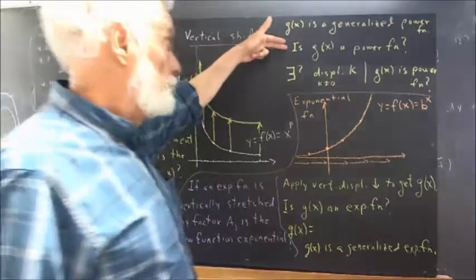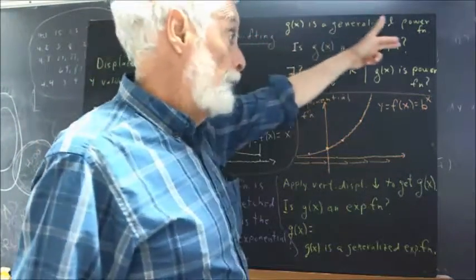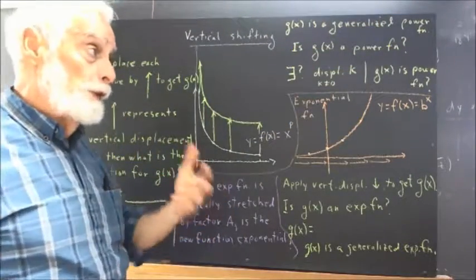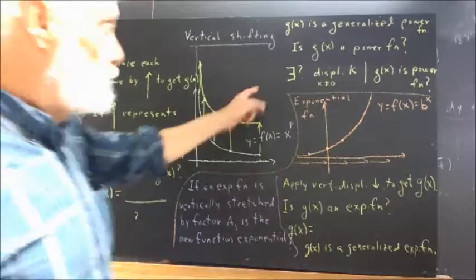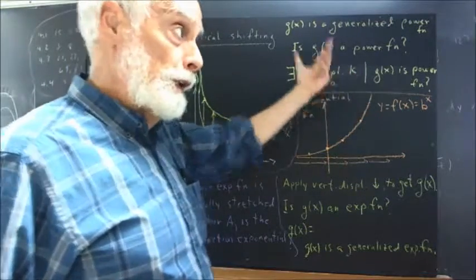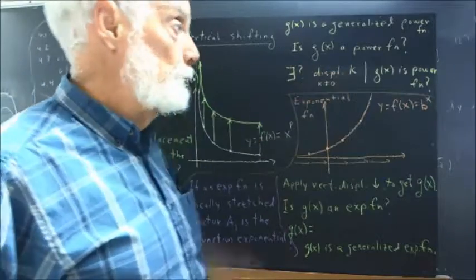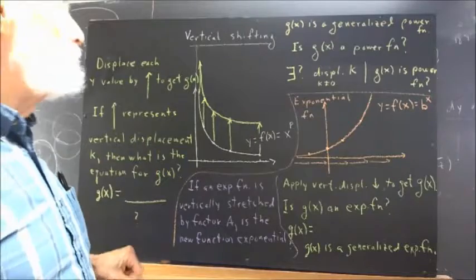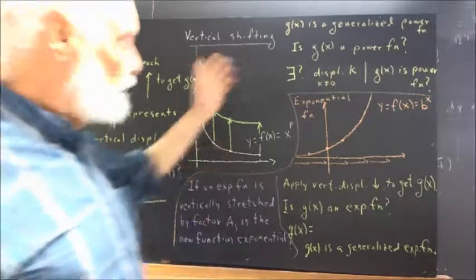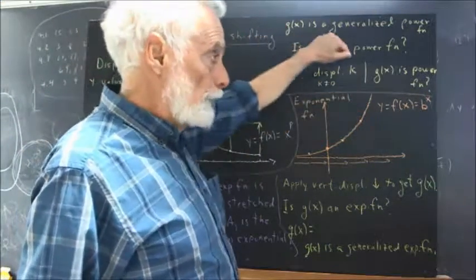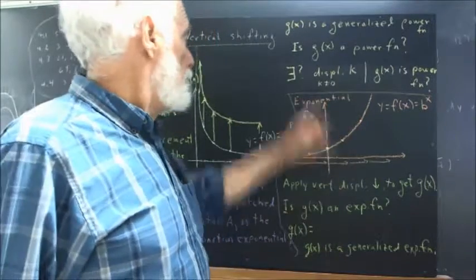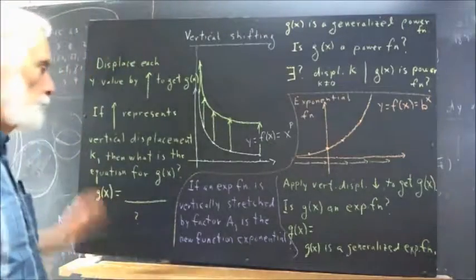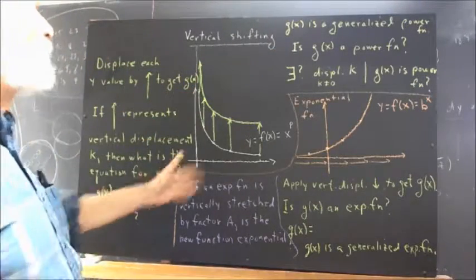Now, if your answer here is that g of x is a power function, then presumably it could be a power function for every value of k, in which case there certainly would exist at least one k for which it is, and your answer to this question would be yes. Okay? The other alternative is you prove that g of x is not always a power function. Can it sometimes be a power function for a non-zero k?